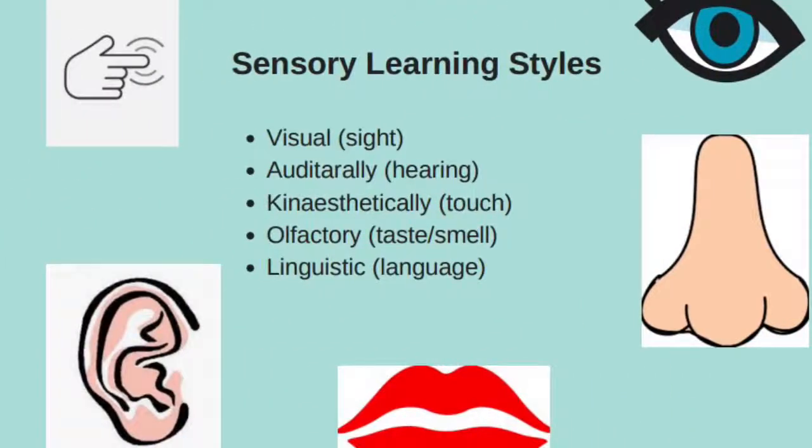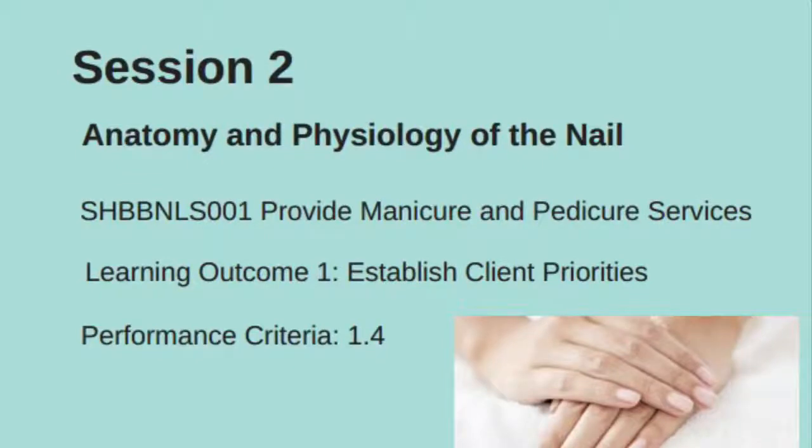The sensory learning styles are visual, auditory, kinesthetic, olfactory, and linguistics. These must be taken into consideration in designing lesson plans to make sure that activities and the content reaches most styles. Today's session is the anatomy and physiology of the nail.